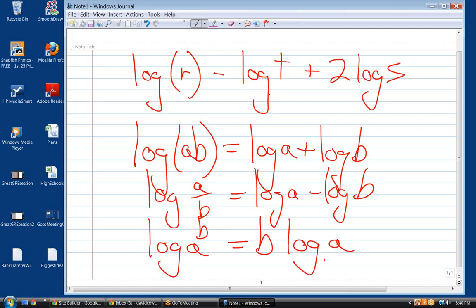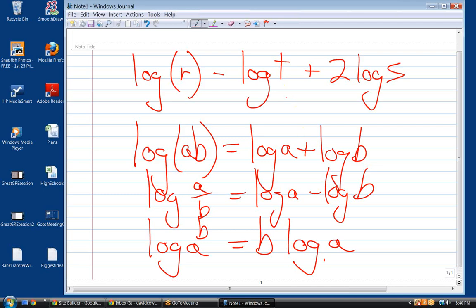So we're compressing these. In other words, you have to know these backwards and forwards, just like most math things. You need to be able to go this way, which is called expansion, or you need to be able to go this way, which is compression. And since they want you to represent this with one log expression, we're compressing.